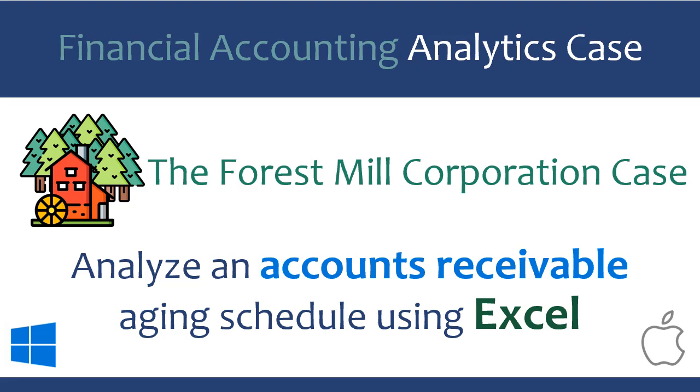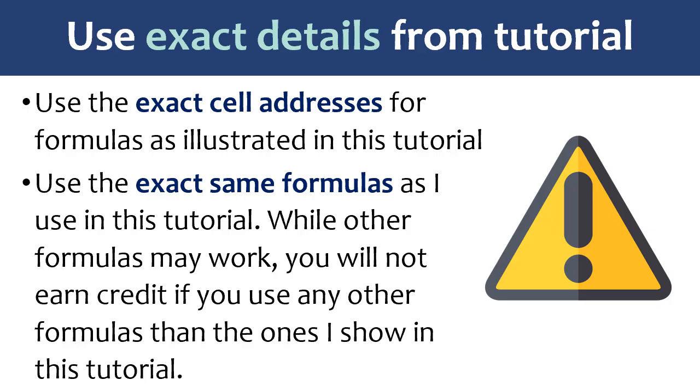Welcome to this tutorial that explains how to analyze an accounts receivable aging schedule using Excel. We are going to use an aging schedule for a fictitious company named the Forest Mill Corporation. When working through this project in Excel, it is critical that you use the exact cell addresses for the formulas as illustrated in this tutorial. The numbers in this tutorial may be different than yours, but the worksheet steps and formulas will be the same.